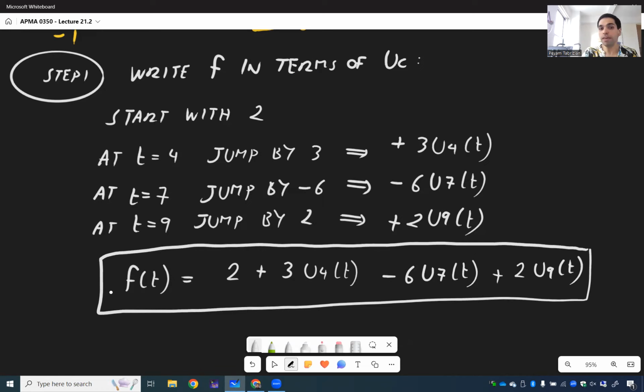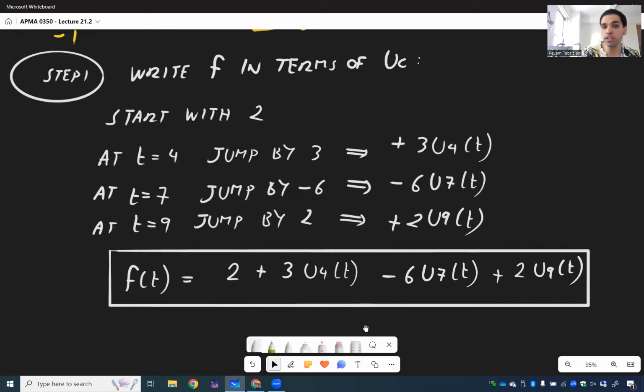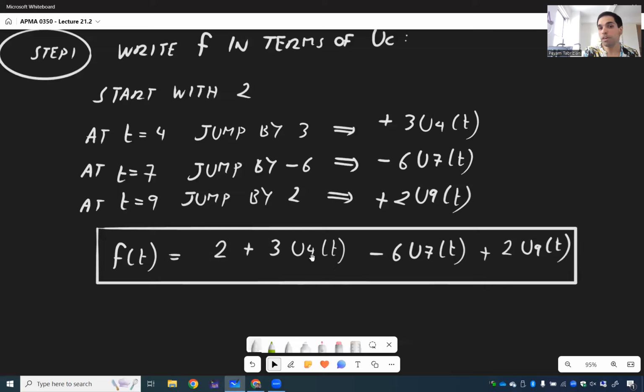And in fact, it makes sense if you use the definition of u_c, because before 4, all the u's are 0. So f is just 2 plus 0 plus 0 plus 0, which is 2. After 4, but before 7, u4 is 1. Everything else is 0. So f is 2 plus 3, which is 5. And then 2 plus 3 minus 6, which is -1. And then 2 plus 3 minus 6 plus 2, which is 1 in the end.